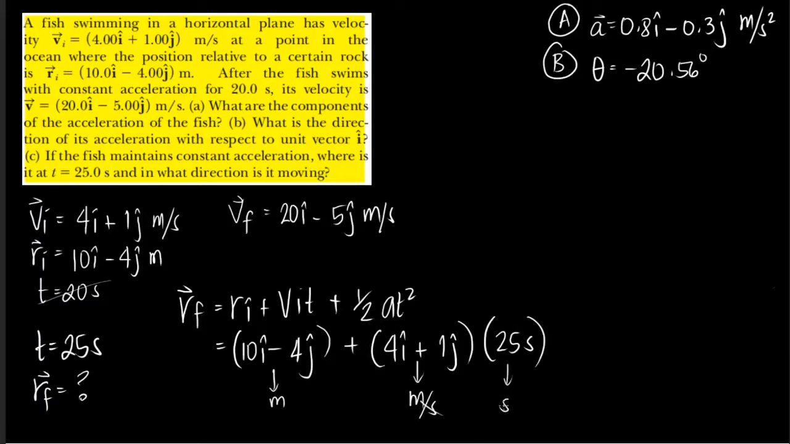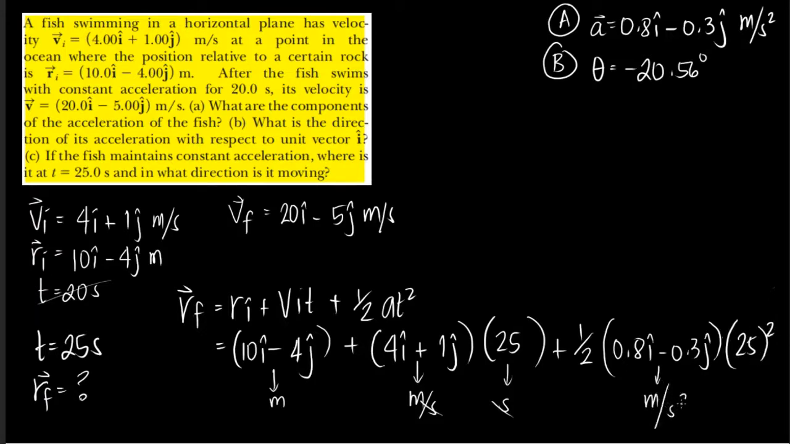So, we are getting rid of this, actually. And then, plus 1/2. Our a that we solved, 0.8i minus 0.3j meters per second squared times our time 25 squared. Let me also count the units. 25 squared, so the unit here is meters per second squared, and of course our time squared is seconds squared. As you can see, seconds squared is already cancelled and this one is cancelled. So, all of our units are now in meters.